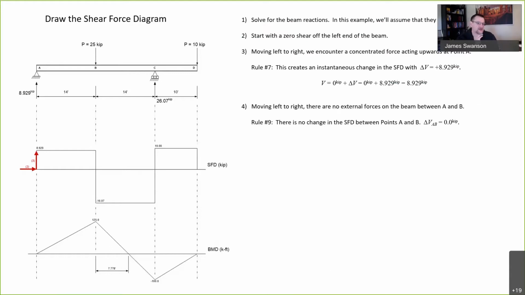All right, next we're going to be moving left to right. There are no external forces on the beam between points A and B, so nothing happens on the shear force diagram between points A and B. We just move over like that.